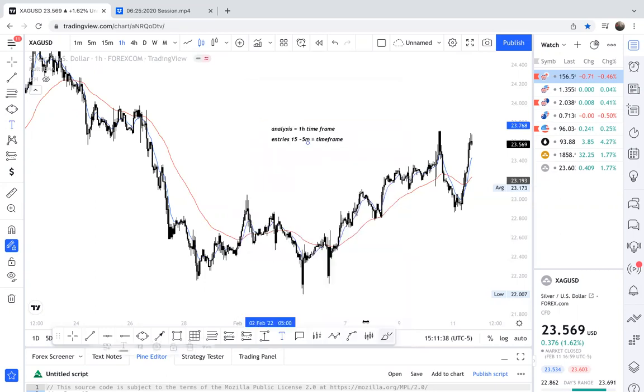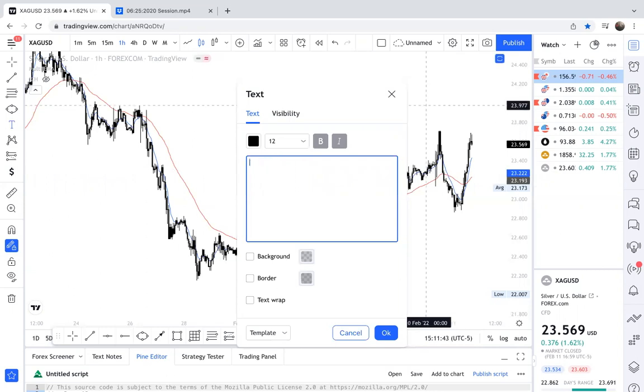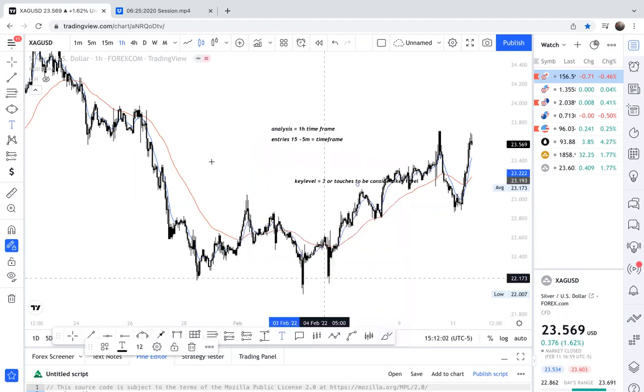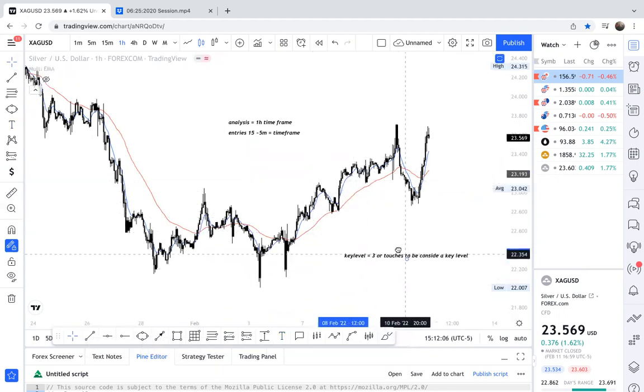All right, boom. So for our analysis, we want to look for our key levels. So our key levels are going to be 3 or more touches to be considered a key level. So that's what we're going to look for. I'm going to mark it up and show you how we do so.